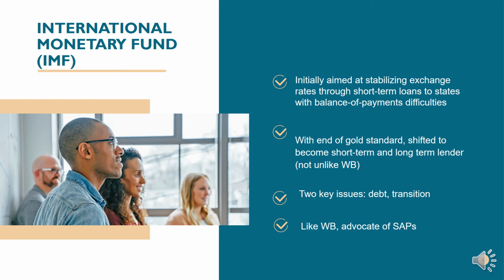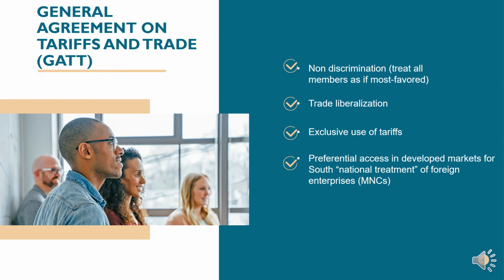So now we take a look at the function of the International Monetary Fund. Its initial aim was establishing exchange rates through short-term loans to states with balance of payment difficulties. With the end of the gold standard, the IMF shifted to become a short-term and long-term lender, unlike the World Bank. The two key issues under the IMF are debt and transitions. Like the World Bank, the IMF also advocates structural adjustment programs, SAP.